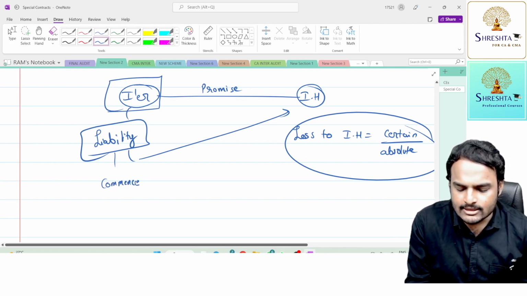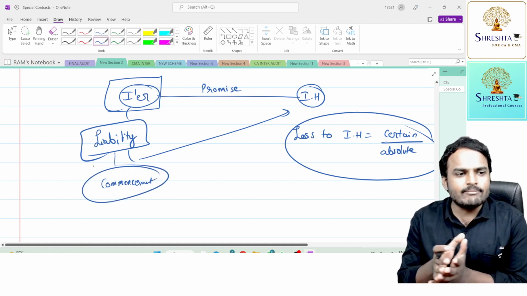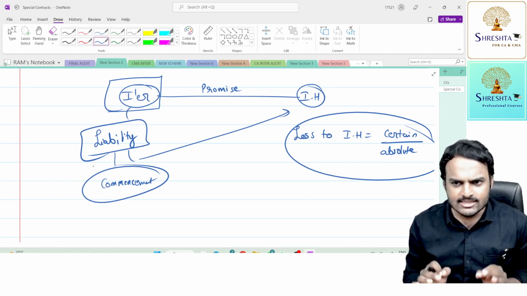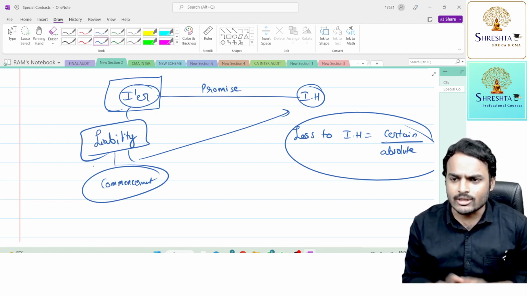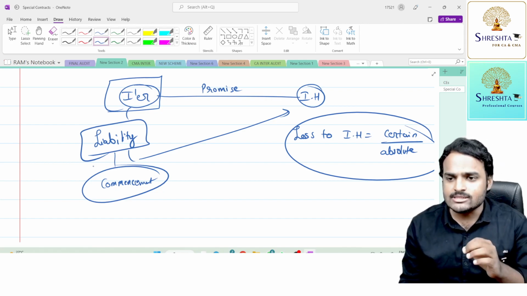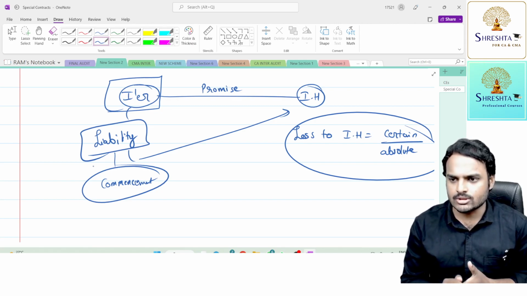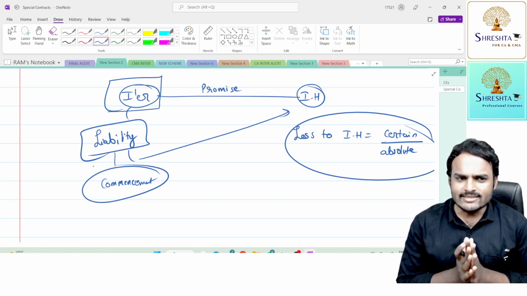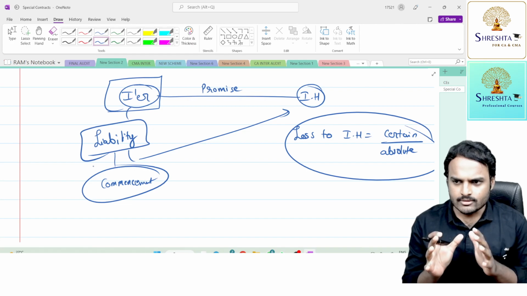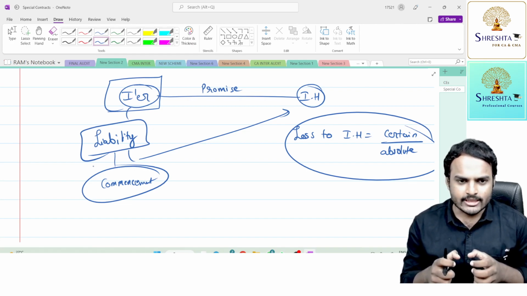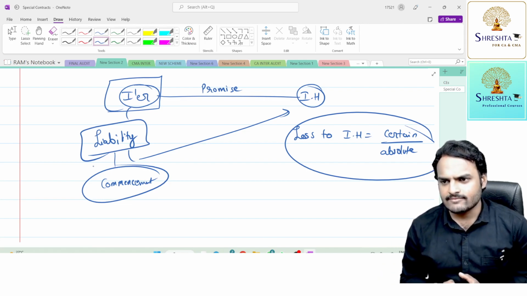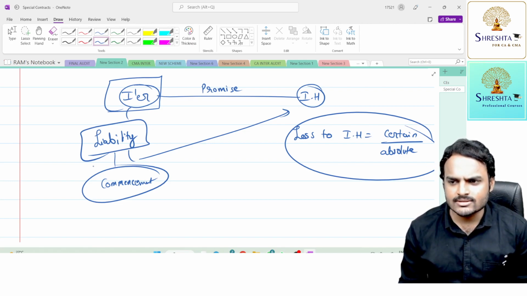So tomorrow, if you see the question in the exam, when does the indemnifier's liability get commenced? The answer is whenever the loss to the indemnity holder becomes certain or absolute, then the indemnifier's liability becomes absolute. Understood? But first of all, tell me, do you think this indemnity contract should satisfy all the essentials of a valid contract? The answer is yes.